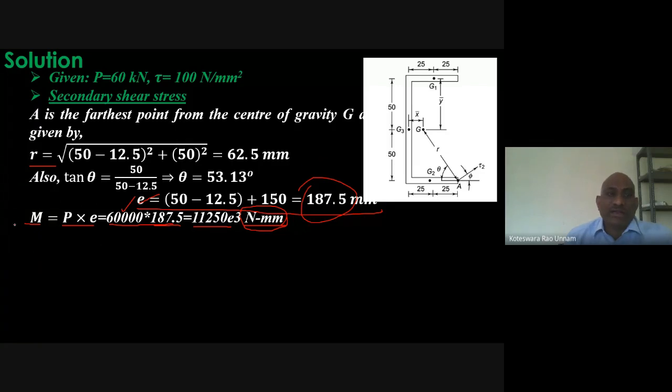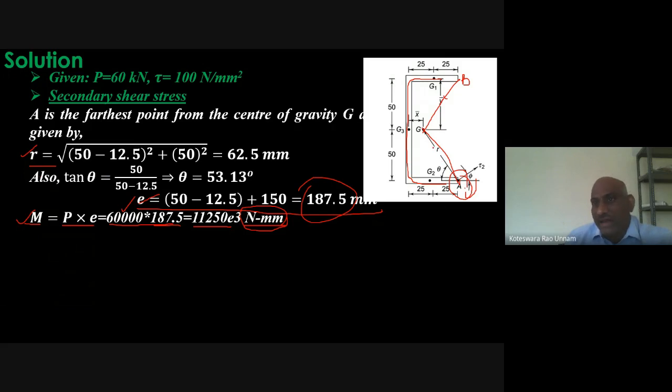Once I got this, to find out the secondary shear stress, I need to compute the R value, and the R value I need to consider is the one farthest from your center of gravity. If I choose point A or point B, these two points are going to be the farthest from the center of gravity. If I choose any other point, it will have a smaller distance than point A. So I have to take point A.